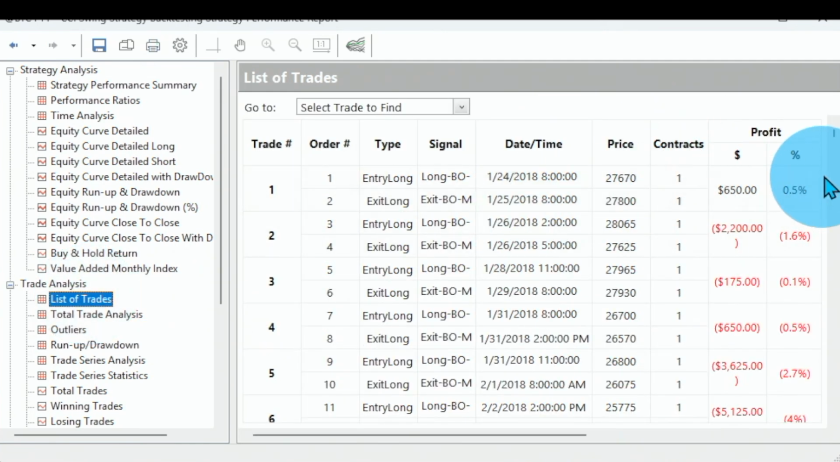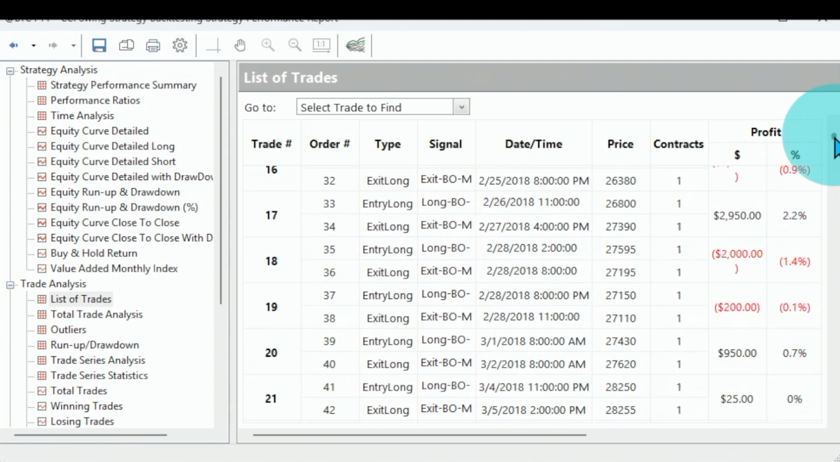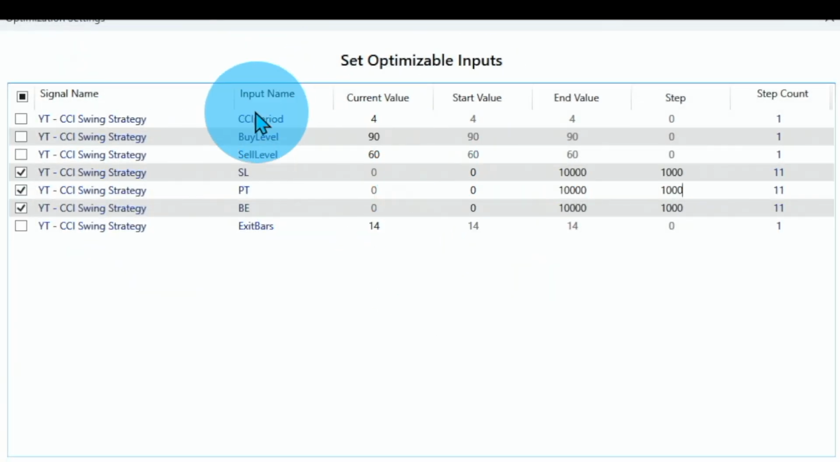Now, if we look at the list of trades, you can see the up and down is in thousands. So as you can see now, these are fixed. The CCI period is 4. Buy level, sell level is fixed. Exit number of bars is fixed. And remember, this exit number of bars is just to limit our exposure in the market. And now these will play a big role in whether it's going to enhance our strategy or not. So we're optimizing each one from $0 to $10,000 in a step of $1,000. And we can do it in a step of 500 also. But really, these figures should show significant improvements, otherwise we will not use it.